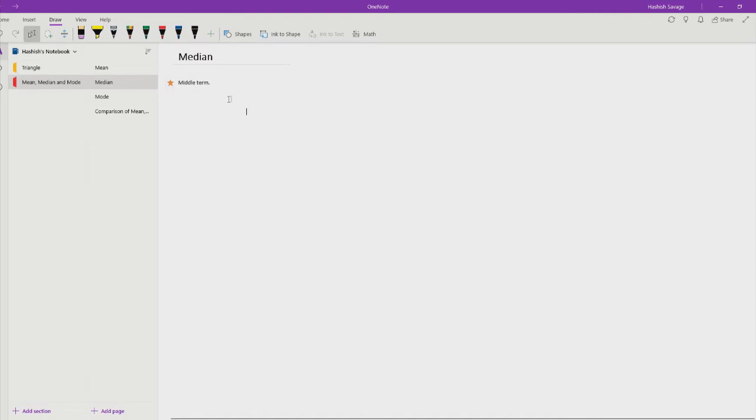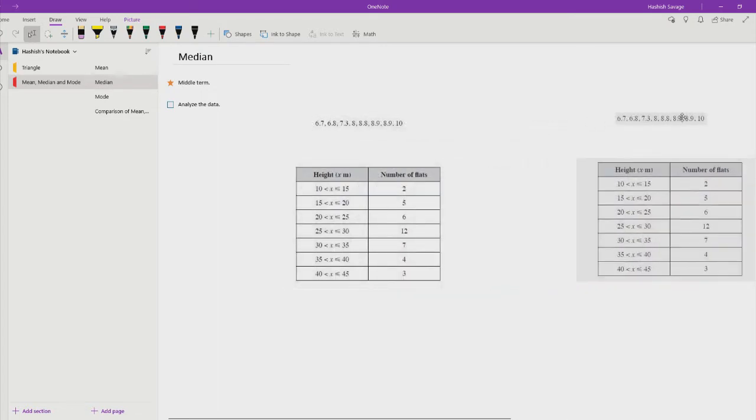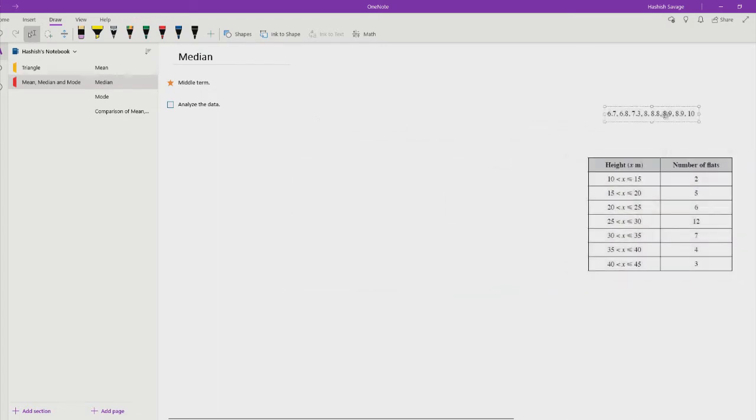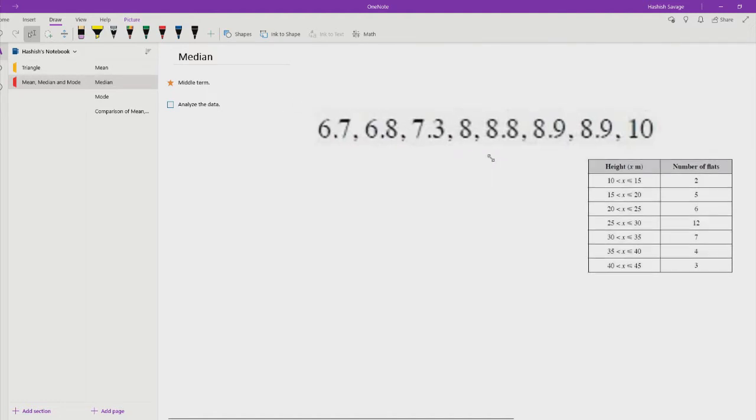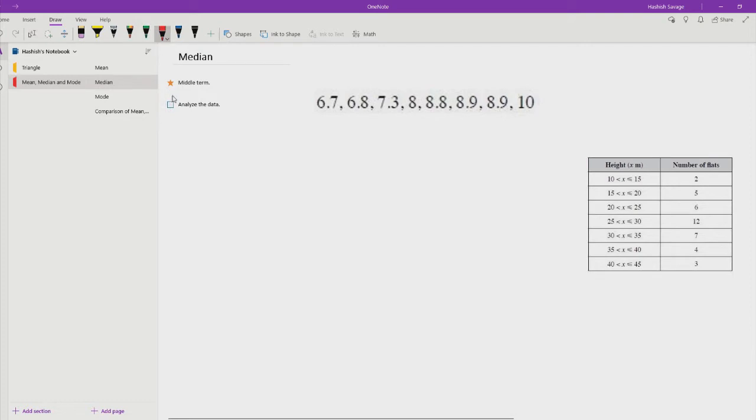So the first step is to analyze the data. For example, if these are the two types of questions that can come, and if this is your data at the very first, let me make it a big one. If this is the data that I'm going to use to find the median, first of all I need to analyze it. Now the next step is to count the terms.